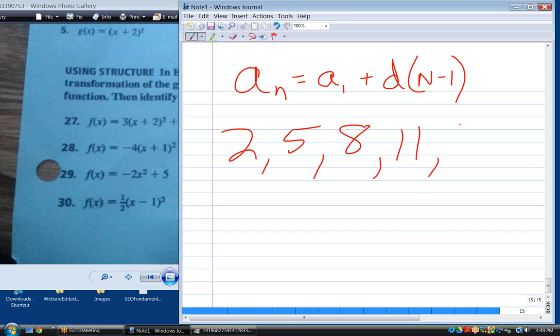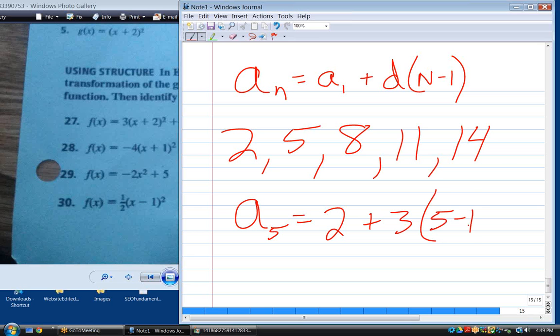Now, the definition of an arithmetic sequence: that's not an arithmetic sequence. Every single term has to be separated by the same amount. That is an arithmetic sequence. If I said, what's the 5th term of this arithmetic sequence, plug it in and let's see if we get it. We know it's 14, but let's see if we can get it based on this definition. So it'd be 2 plus 3, then 5 minus 1. That's 14.